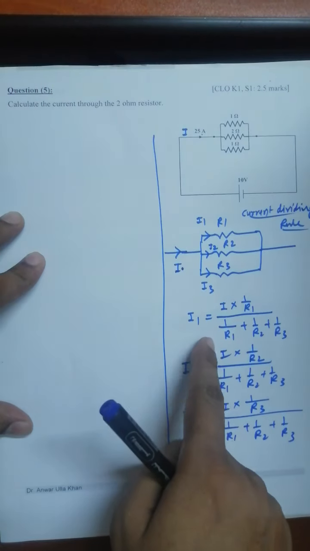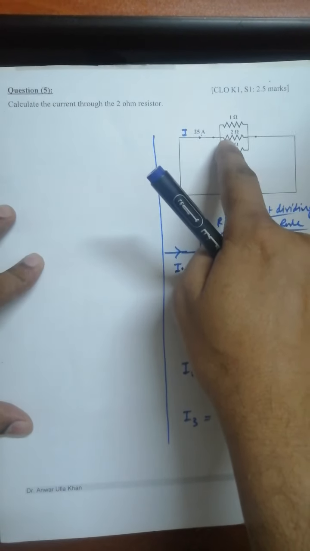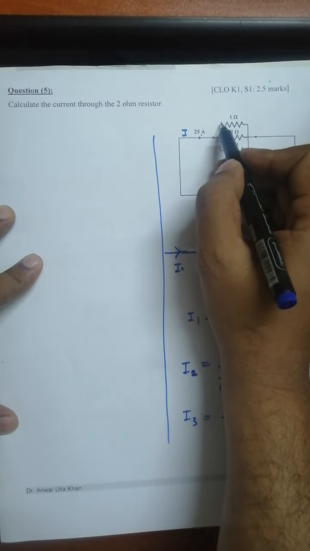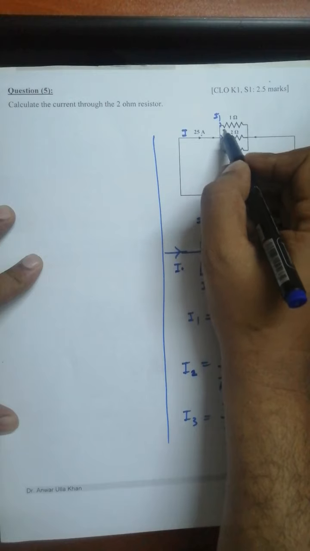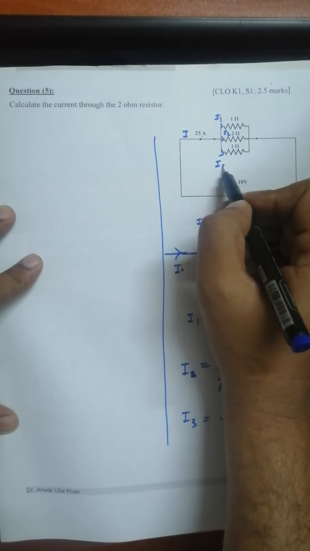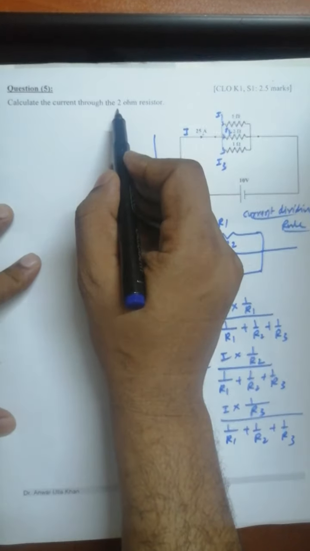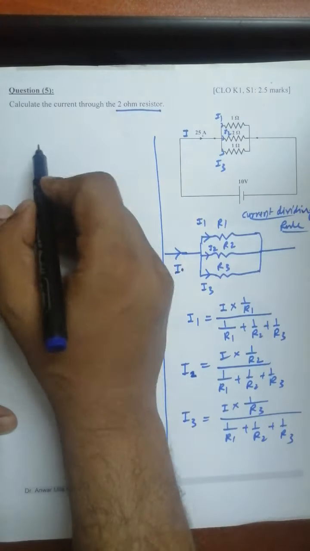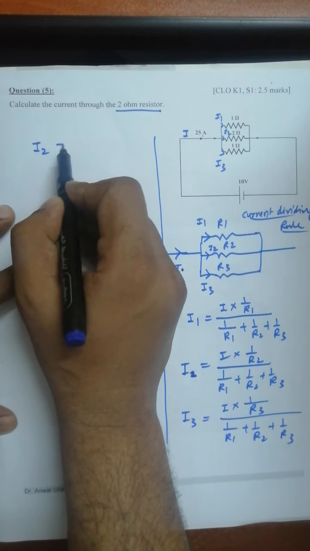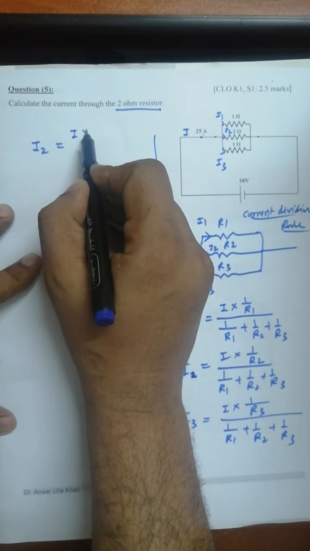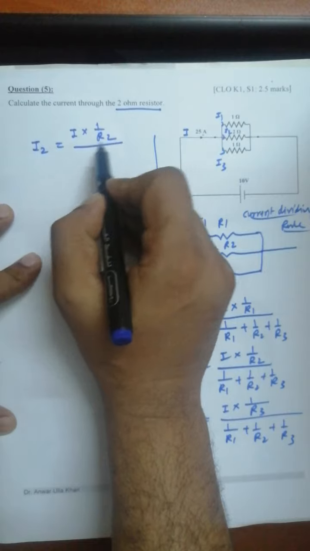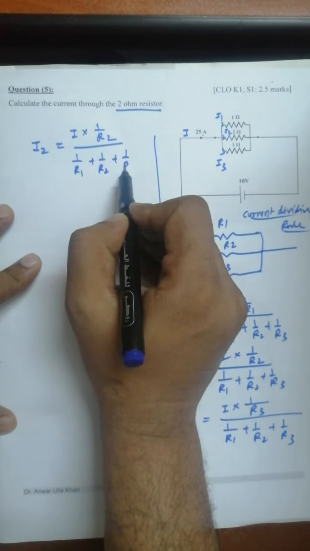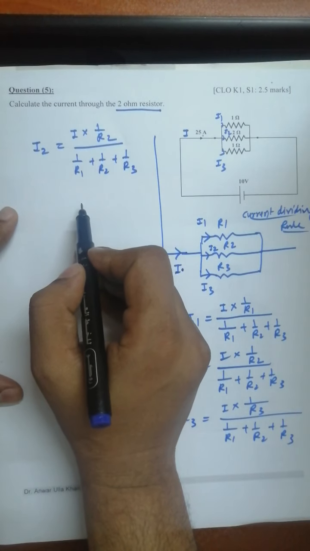According to this rule you can calculate the current through this 2 ohm resistor. So what will be the current? Suppose this is I1 current, this is I2 current, this is your I3 current. We want to calculate the current in the 2 ohm resistor. So this is the 2 ohm resistor, so this is I2. What will be the value of I2? I2 will be total current I multiplied by 1 by R2 divided by 1 by R1 plus 1 by R2 plus 1 by R3. Okay, so just put the values.